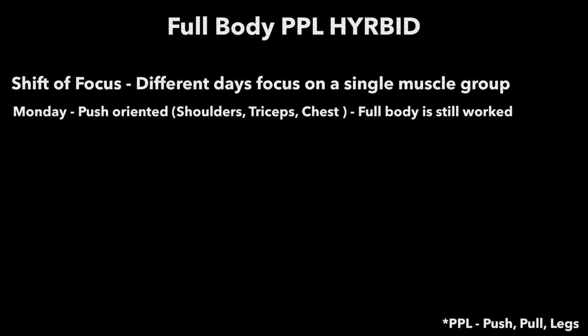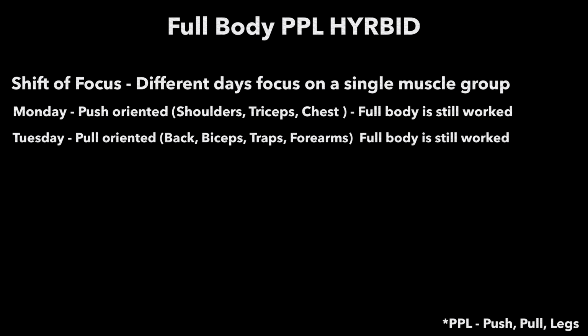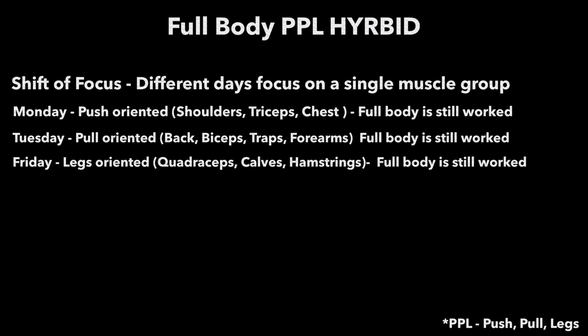so that's going to be your chest, your triceps, your shoulders, but you're still going to be working out your full body. Your Wednesday is going to be your shift of focus onto your pull exercises, but you're still training full body, which is going to be mainly your lats, your upper back, lower back, and your forearms, maybe your biceps as well. And you're still going to be training your full body on that day, and you'll also do this on Friday, which is going to be another shift of focus to your legs.